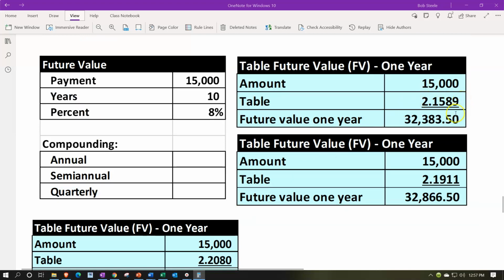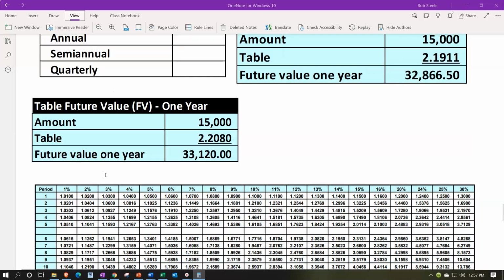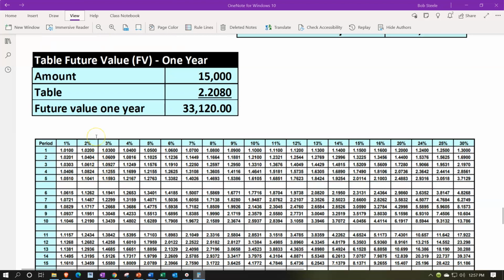Then if we look at it semi-annual, I've got to do my same thing when I look at the tables. Remember that these tables down below do not represent yearly rates. These periods do not represent years or months particularly. They just represent a period and the percent applied to that period.